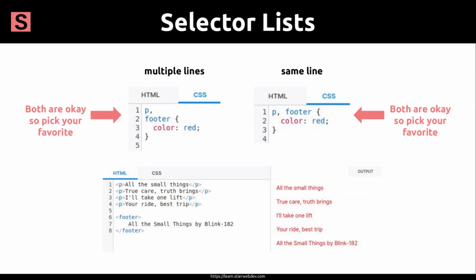Finally, if we want to apply the exact same style to multiple different selectors, we can use a selector list. A selector list is a comma-separated list of selectors, followed by our regular curly brackets and CSS declarations. This allows us to avoid copy-pasting styles. Instead, we can just make one rule and put all the selectors in a selector list. Putting them on a single line or multiple lines is fine.